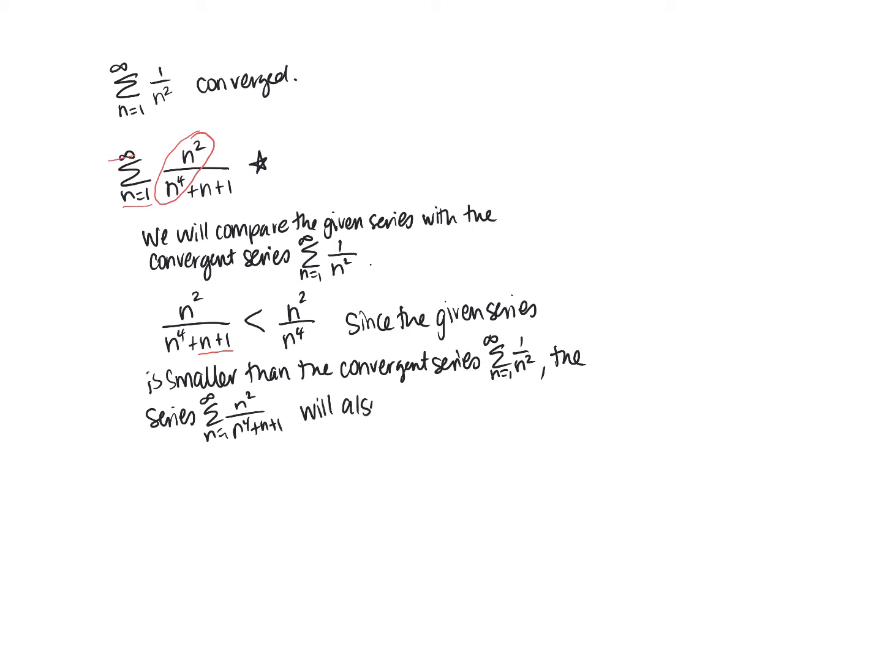will also converge. Why? Because what does it mean to converge? Converging means that it adds to a finite number, right? That's what that means. And so if I have the series 1 over n squared adds to a finite number, and I know that all of the terms of n squared over n to the fourth plus n plus 1, I know that all of those terms are smaller than the terms of 1 over n squared, then it should also add to a finite number that is smaller than the finite number that 1 over n squared is going to add to. So that is called the direct comparison test.